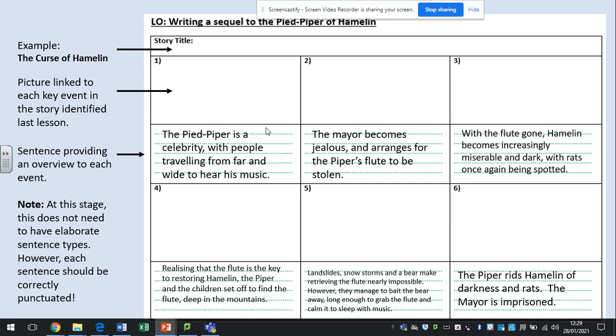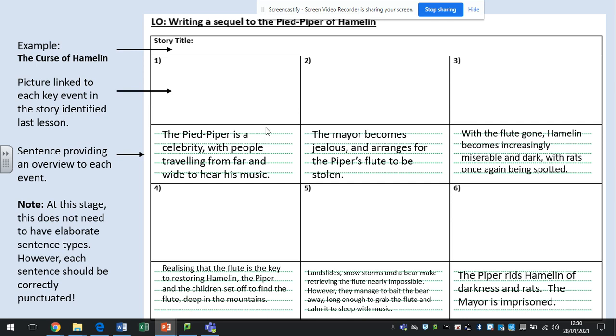So I've chosen my title to be The Curse of Hamlin, and you should have 6 pictures in those boxes, and then you should have 6 sentences providing an overview of each key event of your story. So in my case, in The Curse of Hamlin, the Pied Piper is a celebrity with people travelling from far and wide to hear his music. The mayor becomes jealous and arranges for the piper's flute to be stolen. With the flute gone, Hamlin becomes increasingly miserable and dark, with rats once again being spotted.